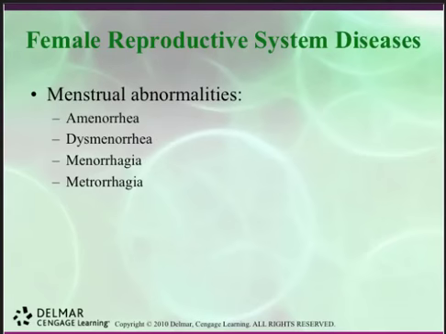There are also other menstrual abnormalities that we should be aware of, such as amenorrhea, dysmenorrhea, menorrhagia, and metrorrhagia. So let's discuss what each of these are.